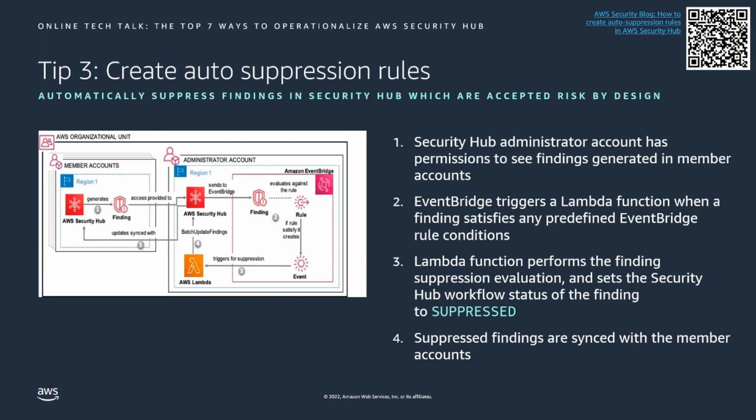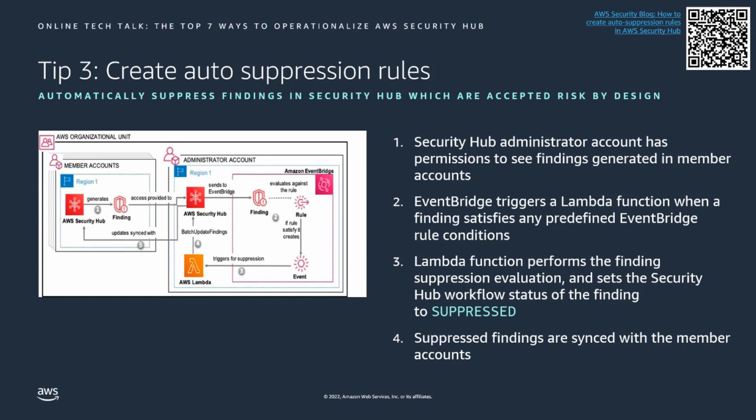For example, suppose that your development environment does not need to have Amazon VPC flow logs enabled because it does not contain any sensitive data. So this is an example of an accepted risk. However, your production account must have VPC flow logs enabled. Then you can use this solution to automatically suppress findings from the development account and then just focus on findings from the production environment where VPC flow logs are not enabled.